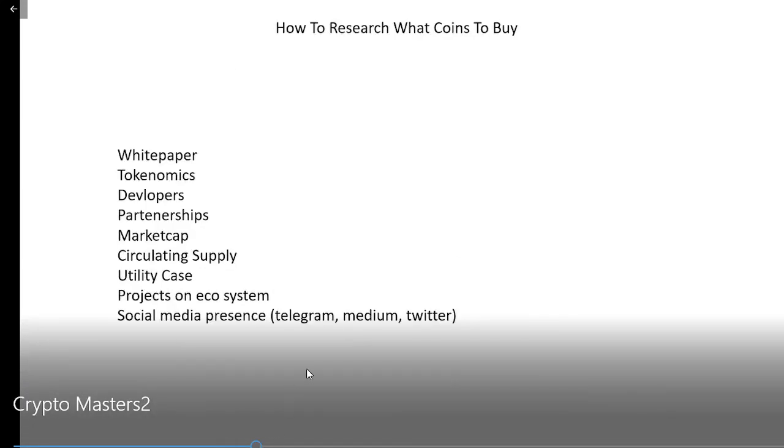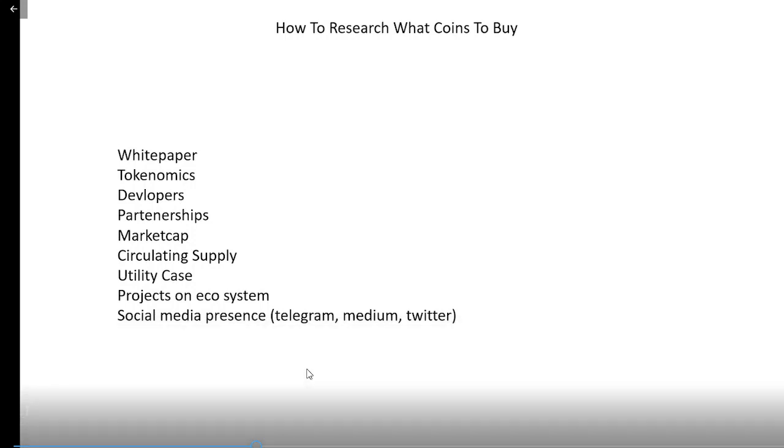So how do you research good coins to buy? One, you look at their white paper. Two, you look at their tokenomics. Three, you look at the developers. Four, you look at the partnerships. Five, you look at the market cap. Six, you look at the circulating supply. Seven, you look at the utility case. Eight, projects on the ecosystem.